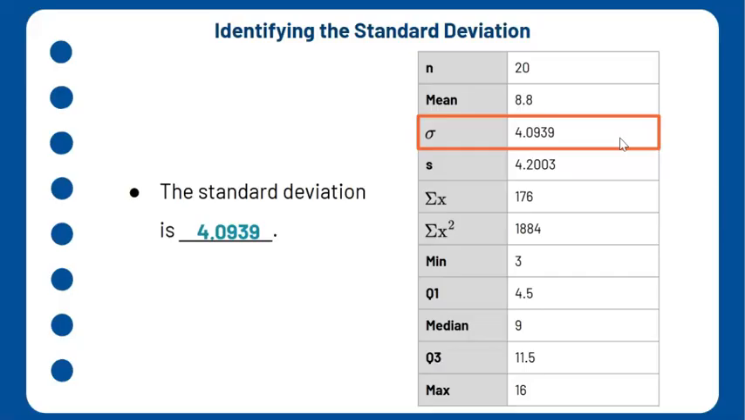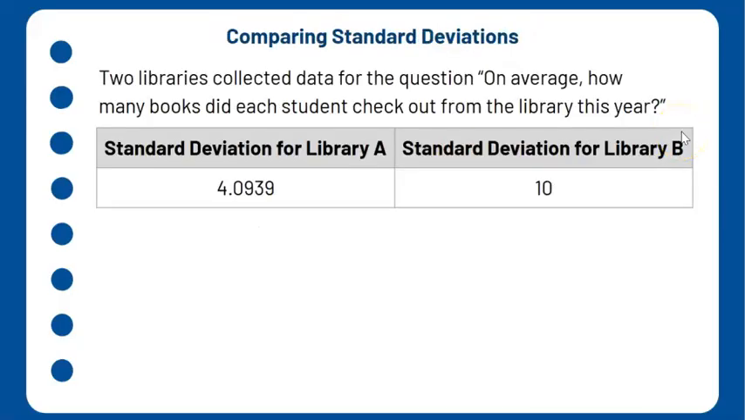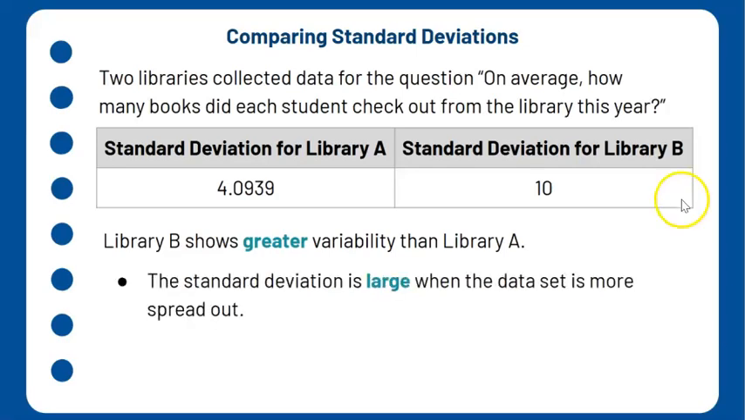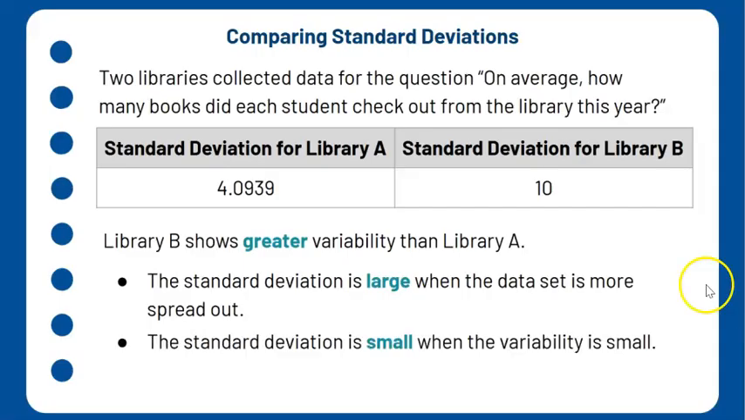For now, let's compare the standard deviation to the standard deviation of another dataset. Two libraries collected data for the question, on average, how many books did each student check out from the library this year? The standard deviation for each dataset is shown in the table. Considering each standard deviation, which library shows greater variability? Library B shows greater variability than Library A. This is because the standard deviation is large when the dataset is more spread out. This means the standard deviation is small when the variability is small.